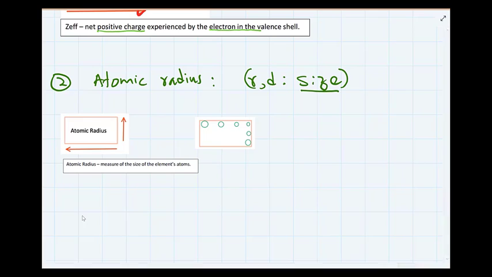So we need to change this arrow. Atomic radius measures the size of the elements and atoms. So this arrow has to be downward. This arrow is okay. So it is increasing from right to left, and from top to bottom.